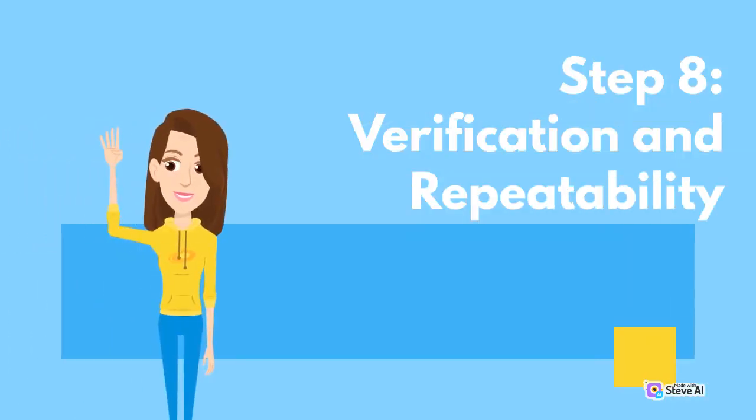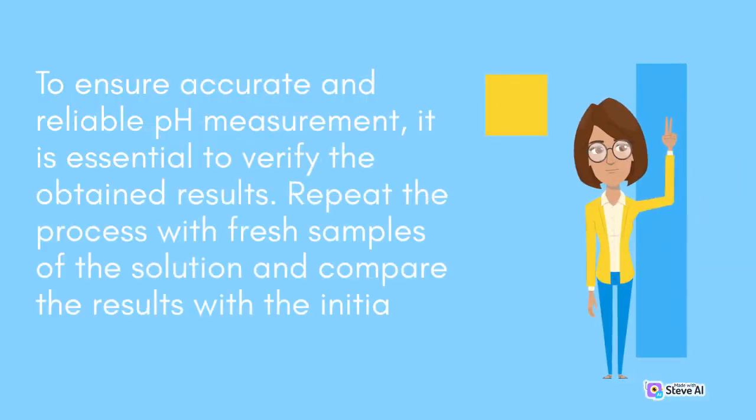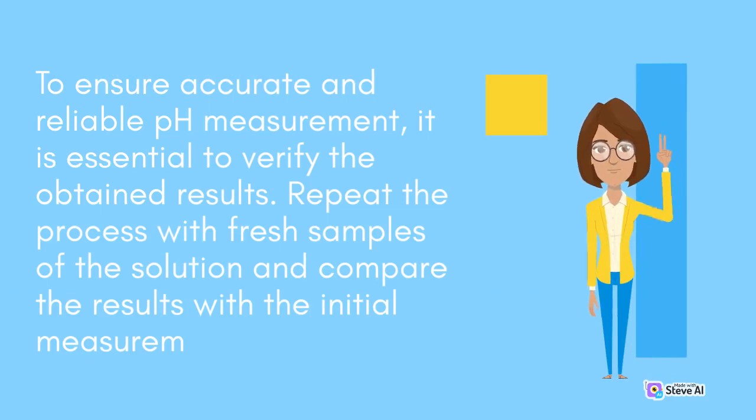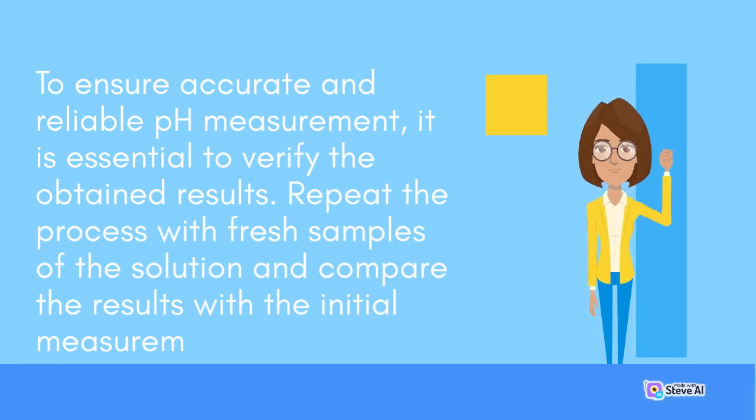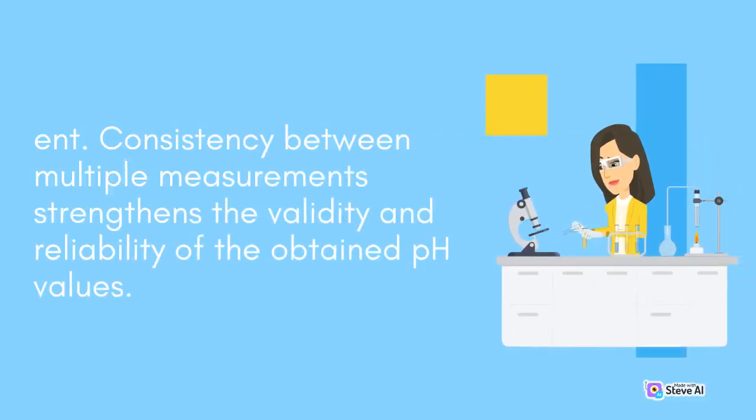Step 8. Verification and repeatability. To ensure accurate and reliable pH measurement, it is essential to verify the obtained results. Repeat the process with fresh samples of the solution and compare the results with the initial measure. Consistency between multiple measurements strengthens the validity and reliability of the obtained pH values.